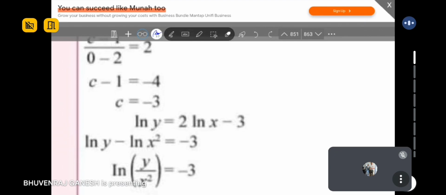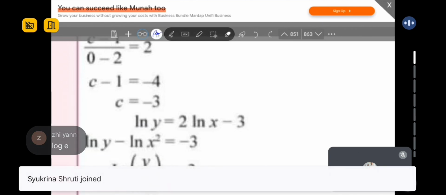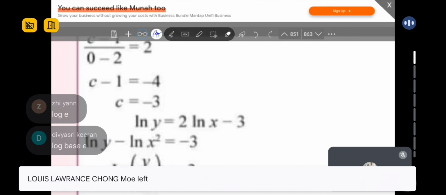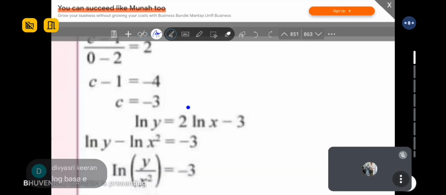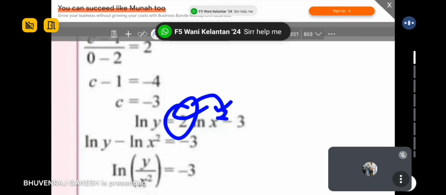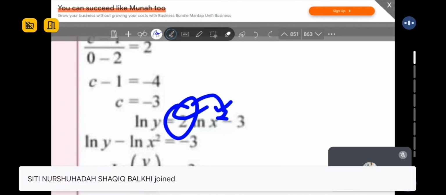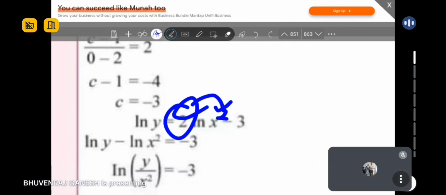So you get like this. Now guys, what do you do? What is the meaning of ln? Apa maksud ln? Yes, very good. Log base e, guys. Correct. Where did x square come from? Oh, this number 2 here, you can bring on top to become a power 2. This is the property of log or ln. Stanley, do you understand? So it's log base e.